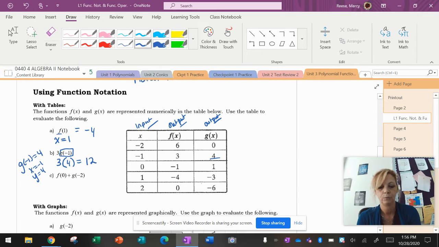Try C. 2 different functions. f of 0, evaluate it. g of -2, evaluate it. Add them together. Go. Go, go, go.